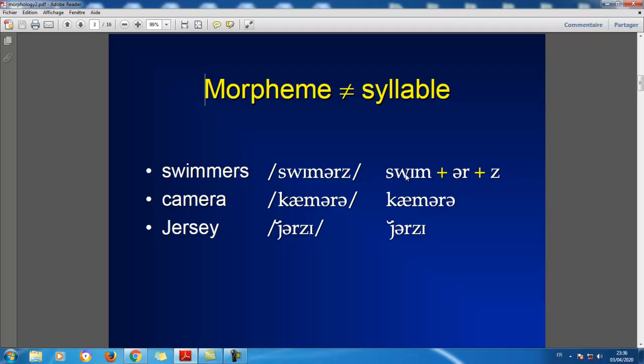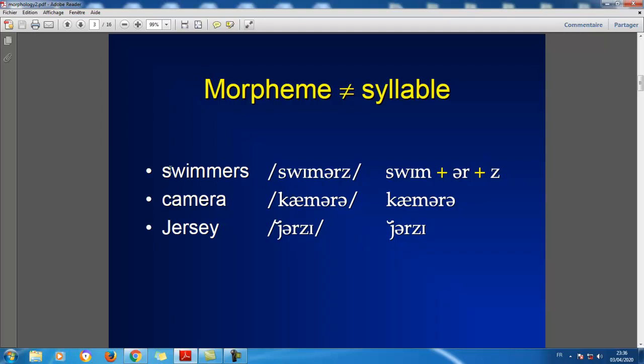So how many units do we have in the word swimmers? We have one, swim, one unit. We have got this er, and we have got this s here. So three different units in the same word. Now, how many syllables do we have here? We have got swimmer. So in fact, we have got two syllables. This is the case of a bisyllabic word, which means it contains two syllables.